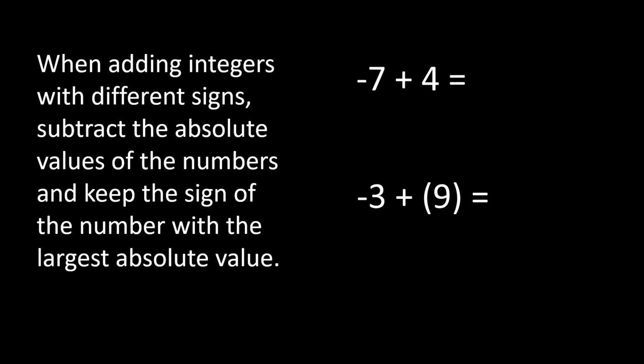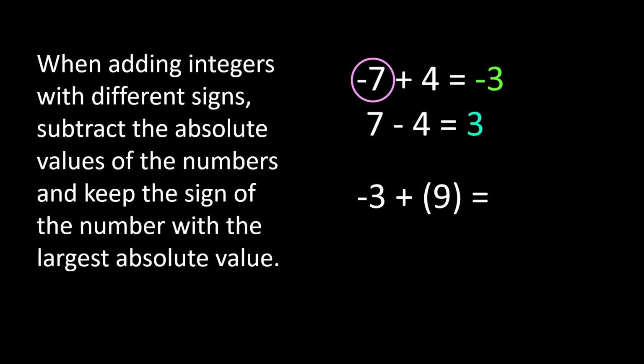-7 plus 4 is adding integers with different signs. The absolute value of -7 is 7, and the absolute value of 4 is 4. The absolute value of -7 is larger, so you'll do 7 minus 4. 7 minus 4 equals 3. -7 had the larger absolute value, and it's negative, so your answer will be negative. -7 plus 4 equals -3.